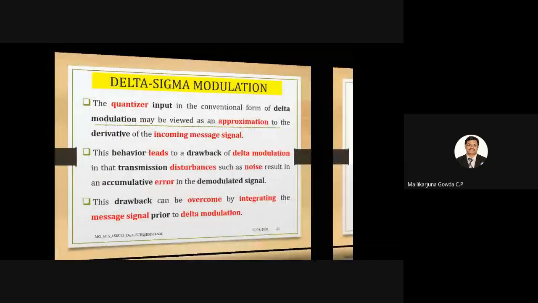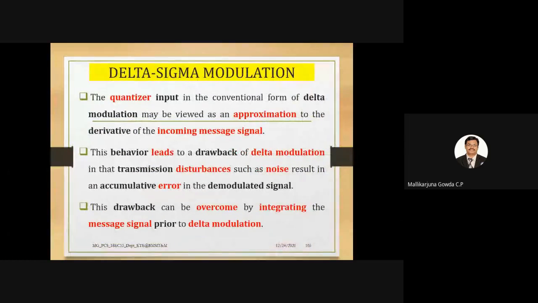Okay, so next one is the delta sigma modulation. Let me say what is the drawback of the previous linear modulator. Already I told what the drawback is, right?